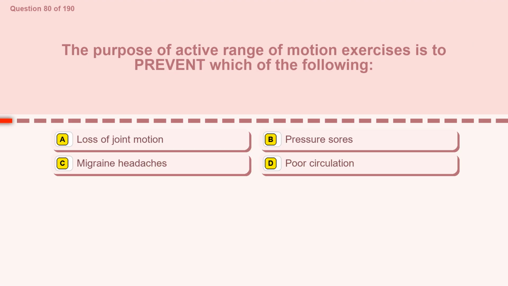Question 80. The purpose of active range of motion exercises is to prevent which of the following? Option A, loss of joint motion. Option B, pressure sores. Option C, migraine headaches. Option D, poor circulation.